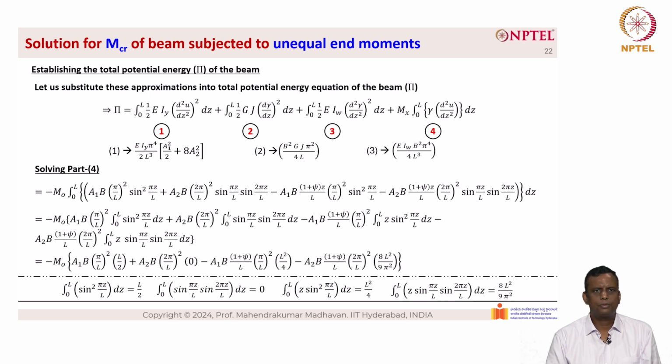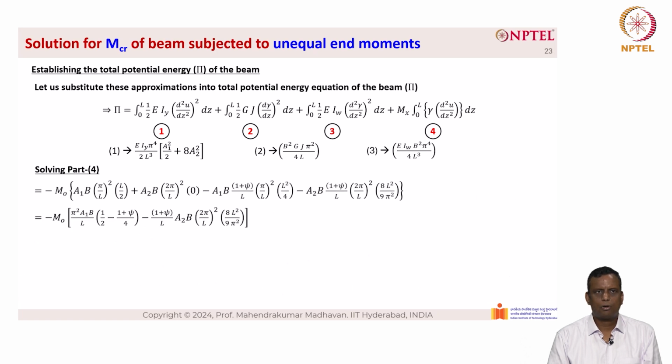Now let us substitute the integral values, which is 0 to L sin square pi z by L as L by 2. For a1b and for a2b, we have 0 to L sin pi z by L into sin 2 pi z by L, which is equal to 0. And then the third term is a1b, which is 0 to L z into sin square pi z by L into dz, which is given as L square by 4. And for the fourth term, for a2b, we have 0 to L z into sin pi z by L into sin 2 pi z by L, which is given as 8 L square by 9 pi square.